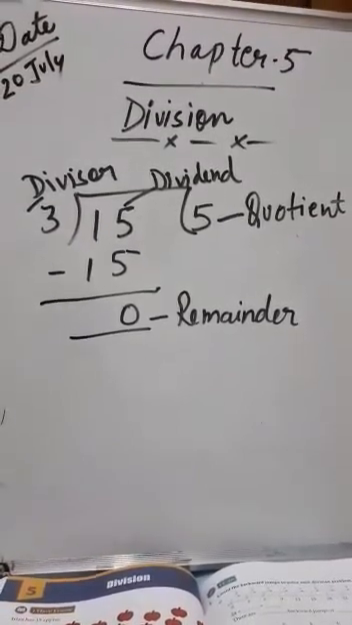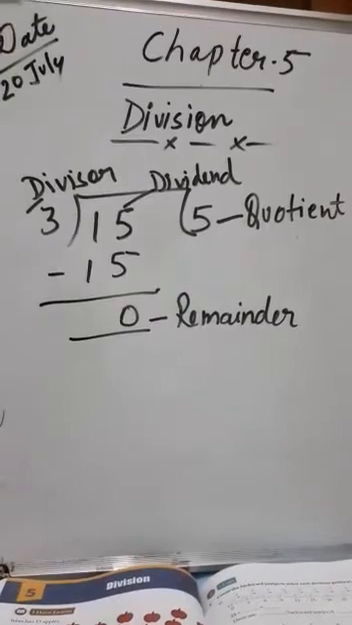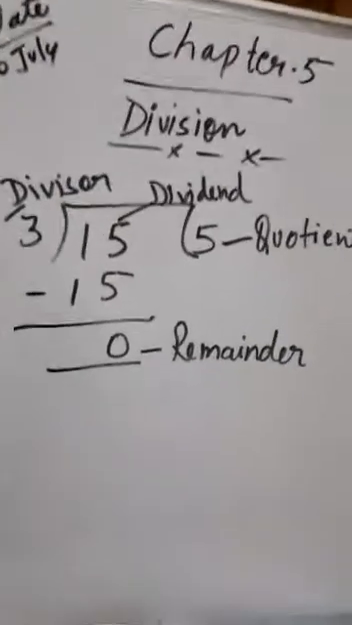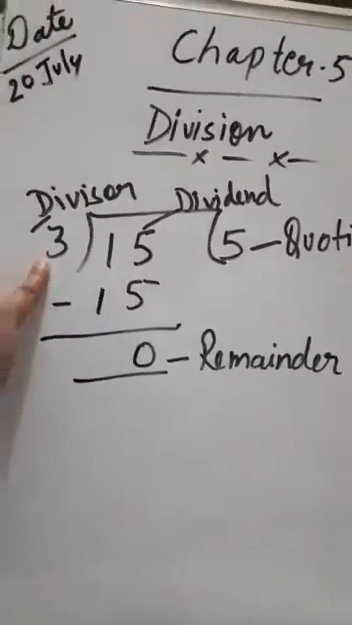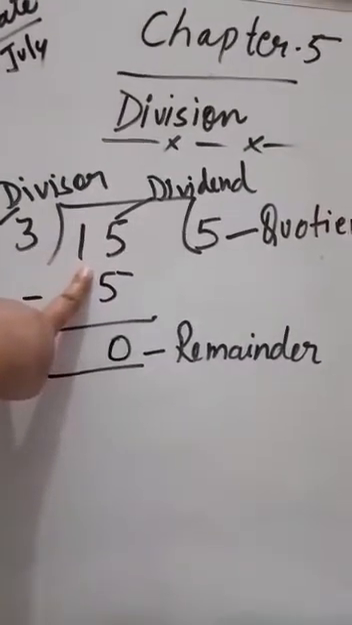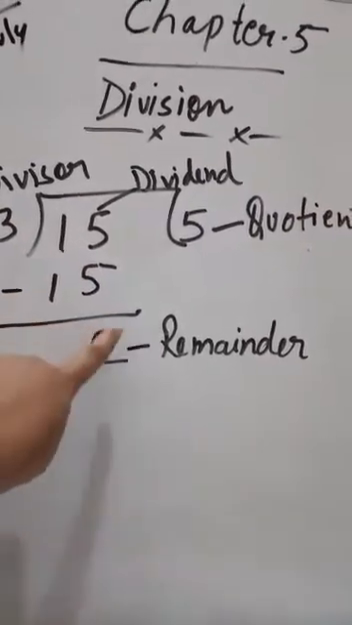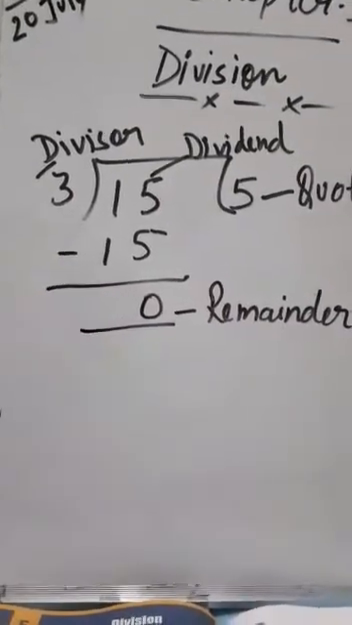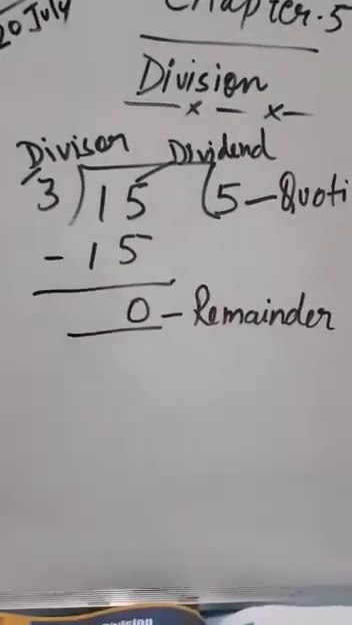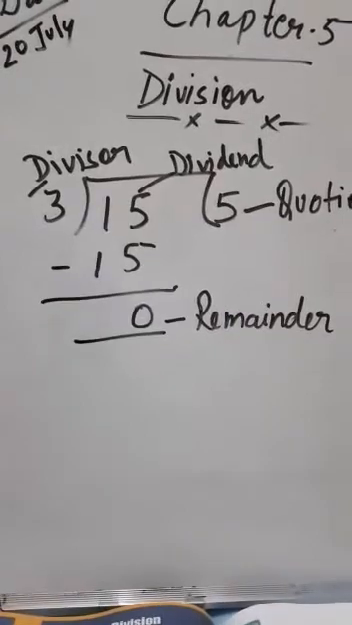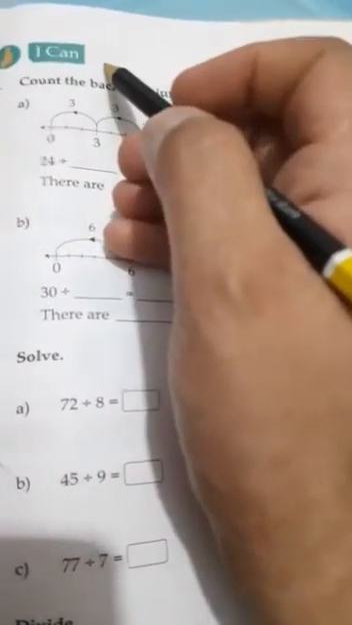As you can see in chapter number 5, when we are dividing anything, we have two things. First is the divisor, by which we are dividing any number. Second is the dividend, the number which is divided by the divisor, and after solving it we get the remainder, and here is the answer, that is the quotient. So in this chapter we will do the division and understand about the properties, word problems, and many more things about division. Let's start the first exercise, that is the icon exercise, page number 91.